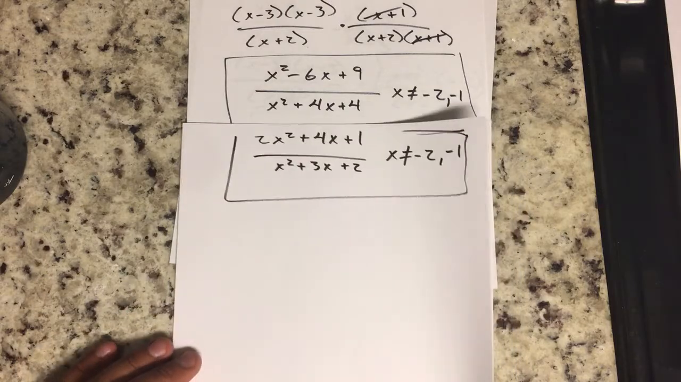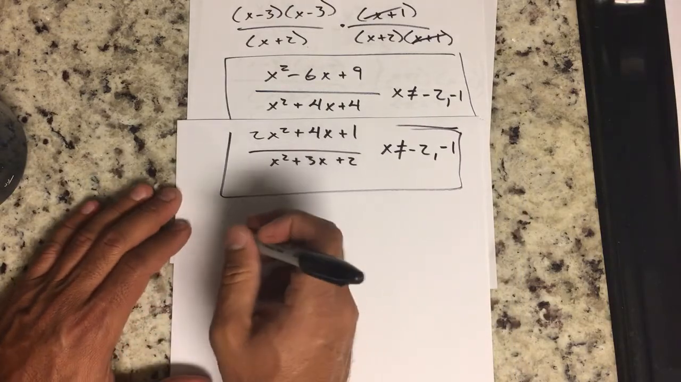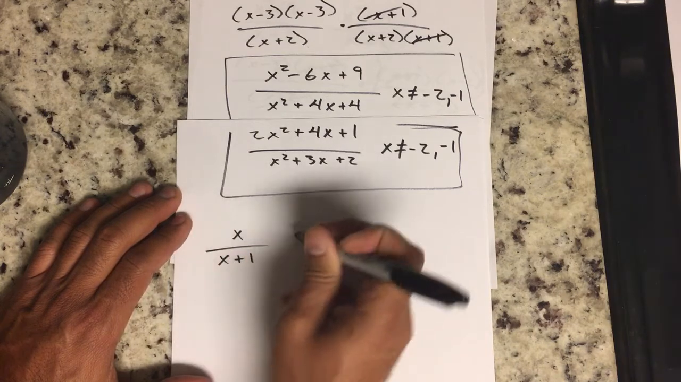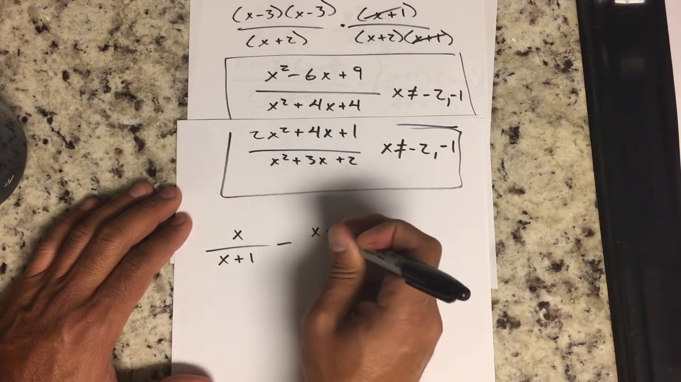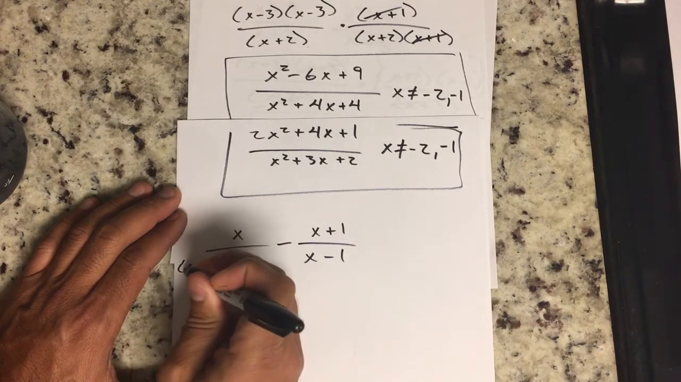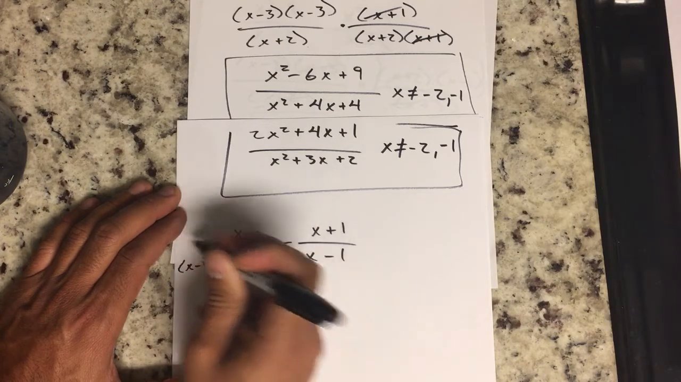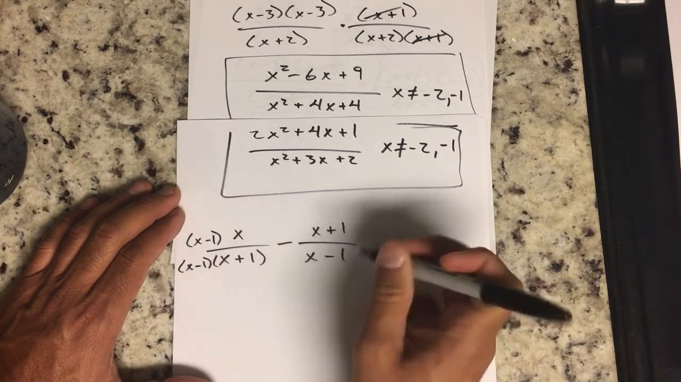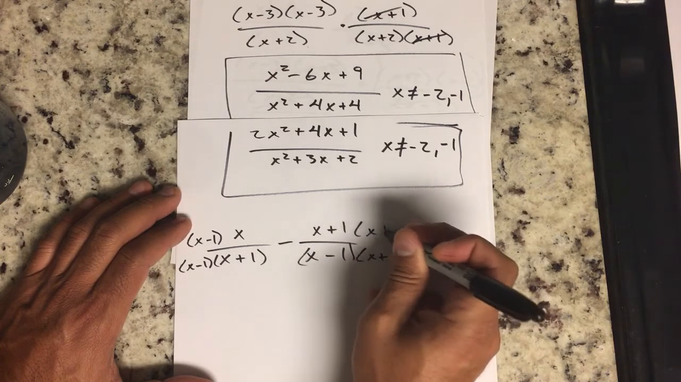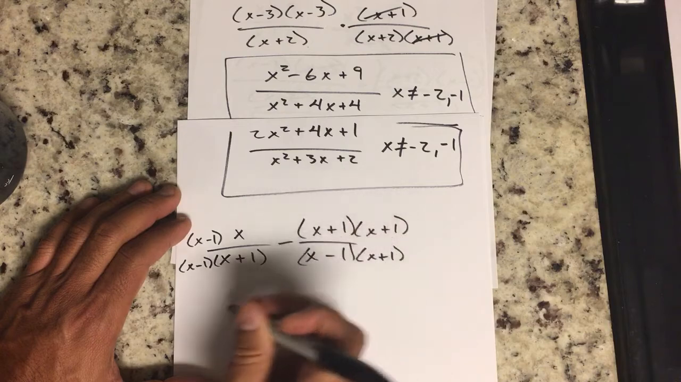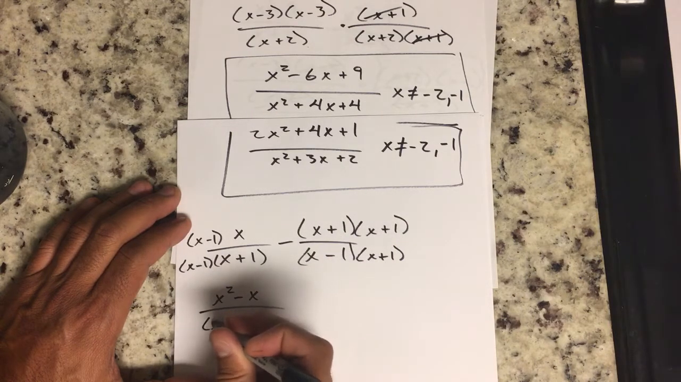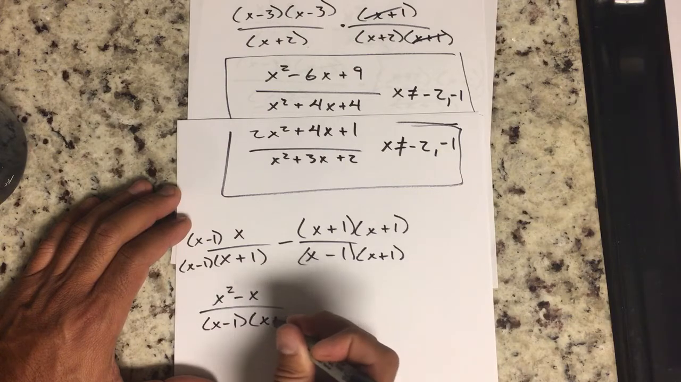Subtraction is the same thing. Only difference with subtraction is, like always, you need to make sure that you distribute the subtraction. So I'm going to multiply this by x minus 1. I'm going to multiply this by x minus 1. I'm going to multiply this by x plus 1. I'm going to multiply this by x plus 1. I'm going to leave this factored for right now.